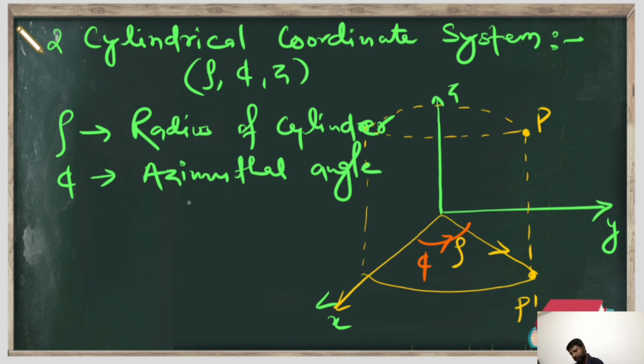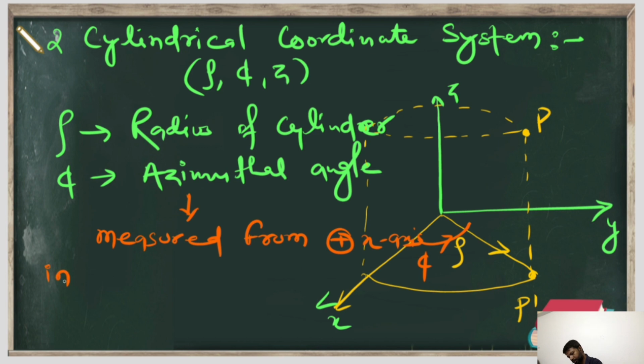Phi is the azimuthal angle, and this phi is measured from the positive x axis in the anti-clockwise direction. So we will calculate this azimuthal angle from the positive x axis in the anti-clockwise direction.